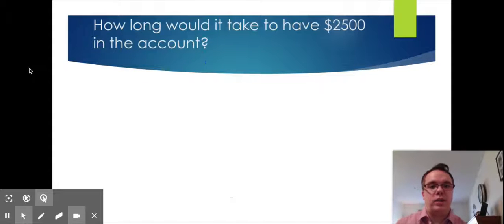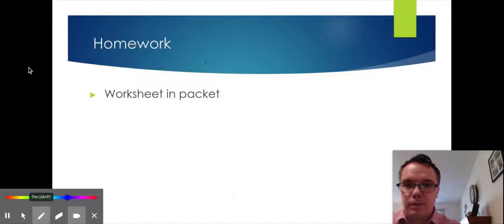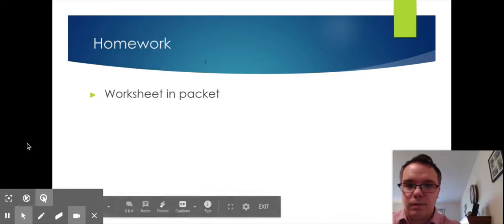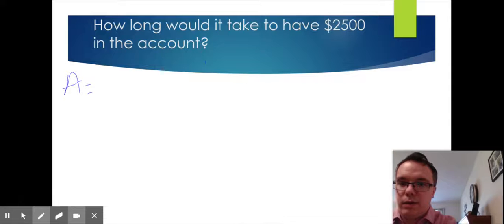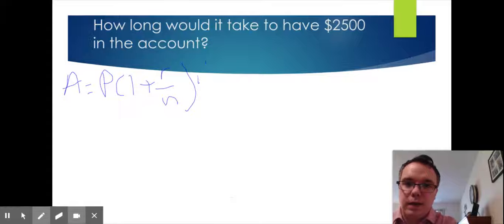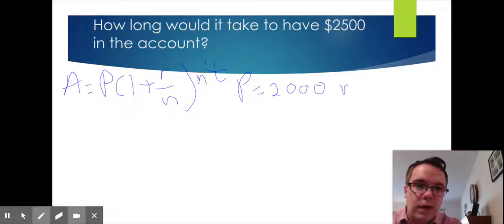All right, our second question was how long would it take to have $2,500 in the account? So I'm just going to rewrite our formula. Our formula was A equals P times the quantity 1 plus r over n, to the nt. This time we still have our principal amount of 2,000. We still have our growth rate of 0.04.